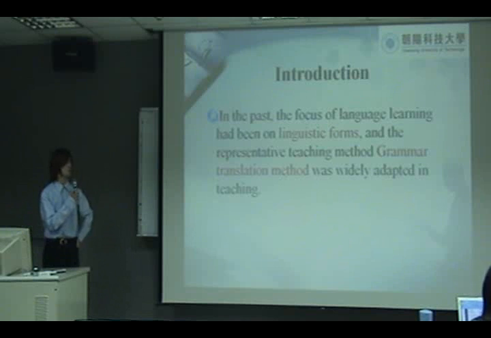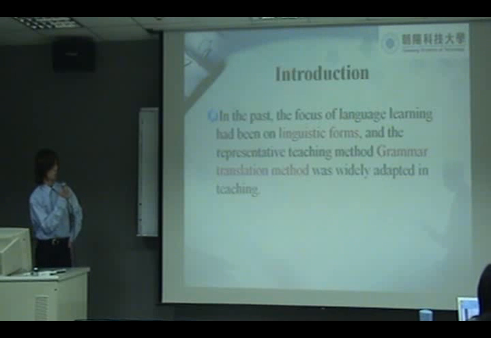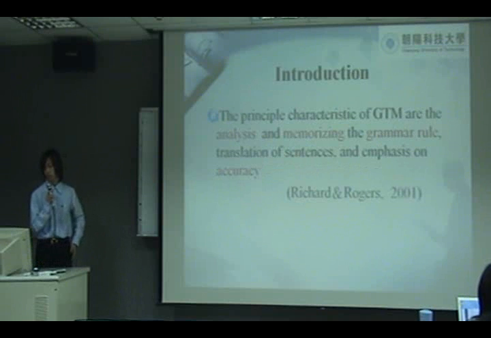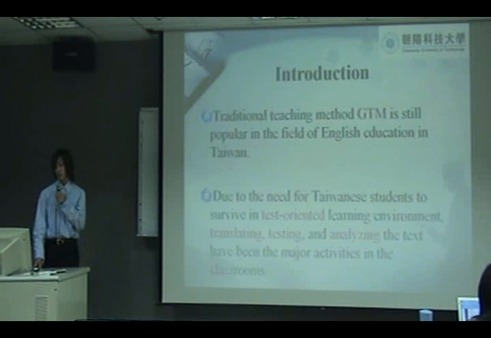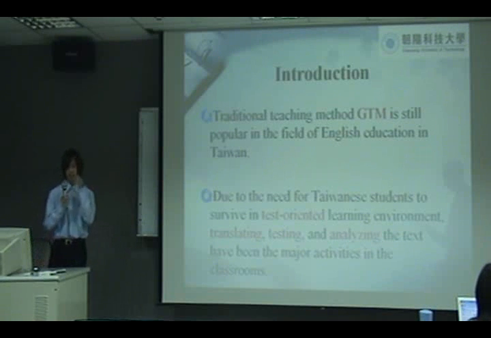In the past, the focus of language learning had been on linguistic forms. The representative teaching method, grammar translation, was widely adopted in teaching. As far as we know, the principal characteristics of GTM are the analysis and memorizing of grammar rules, translation of sentences, and emphasis on accuracy. This traditional teaching method is still popular in the field of English education in Taiwan, because Taiwan is in a test-oriented learning environment.